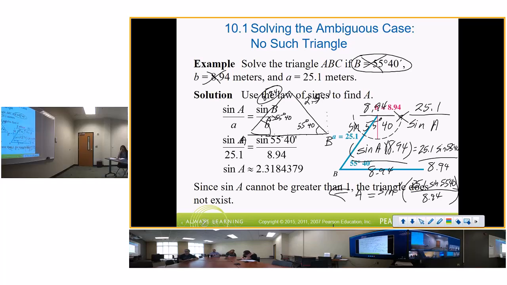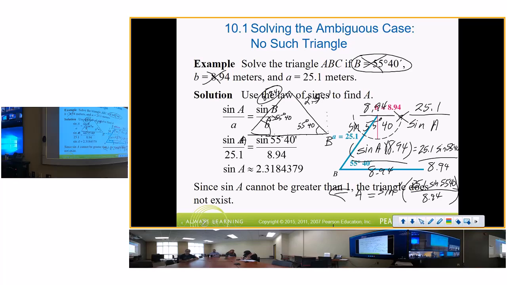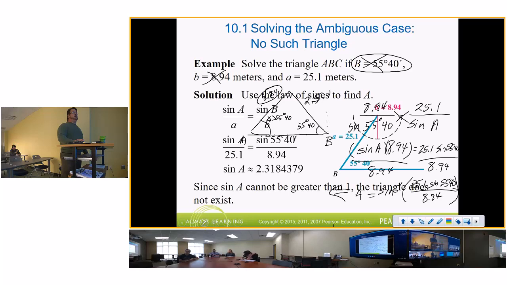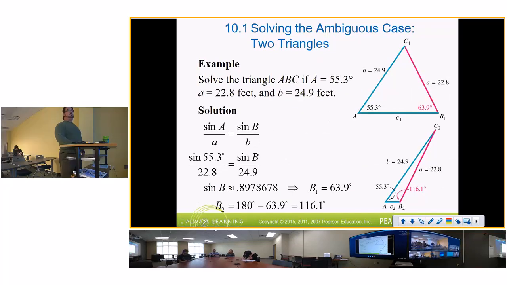I would have done this question after we had done a couple of questions. This is not the one to start off with, but it's a demonstration of how the angles need to add up. Yeah, I would have done it afterwards.